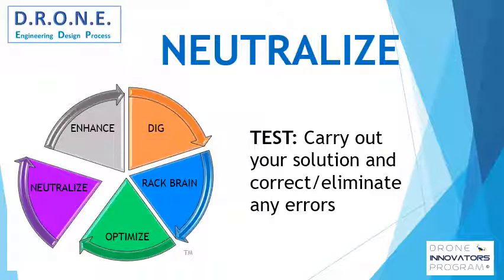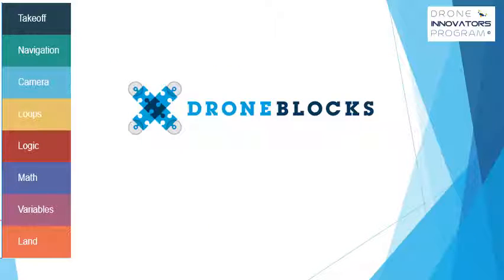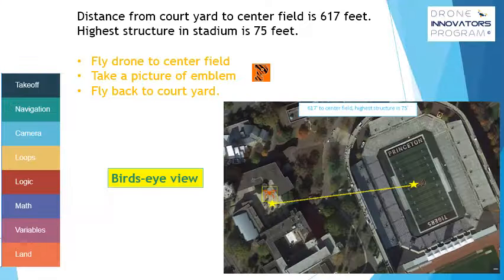So the goal of the neutralize phase is... one way to do this is to run the program. Let's imagine we have to fly the drone from this courtyard here in the center, where you can see the little drone, to center field of this stadium. And we're required to take a picture of the emblem and then fly back.